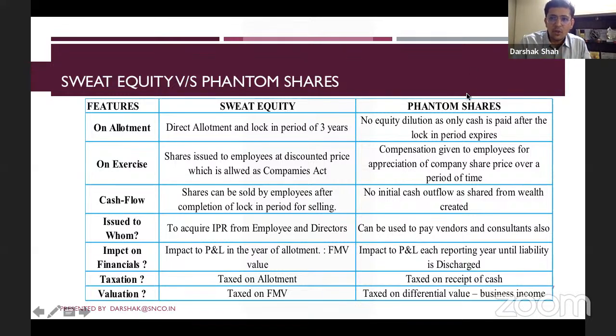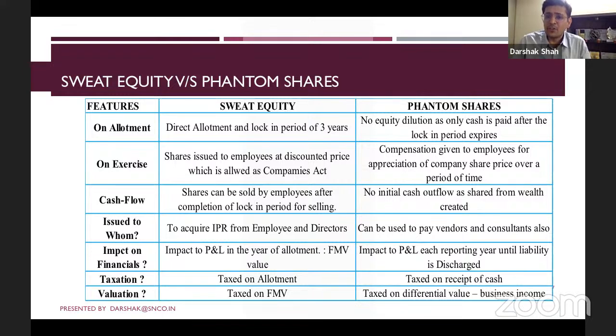Compensation given. So here what happens is, if suppose you have been getting the compensation, that's mainly from the appreciation perspective. You are getting a commitment. Now, after the commitment, whatever appreciation is happening, you are eligible for that appreciation which the company is gaining from the growth story. Cash flow, as I said, there is no initial cash flow, no cash outflow.